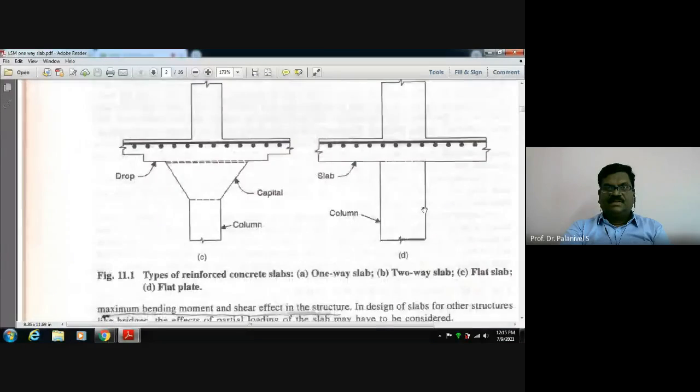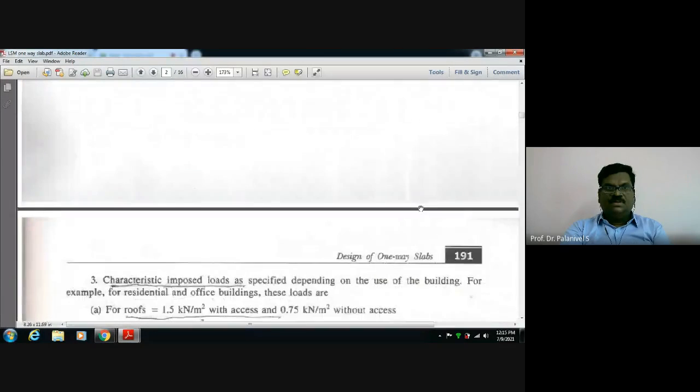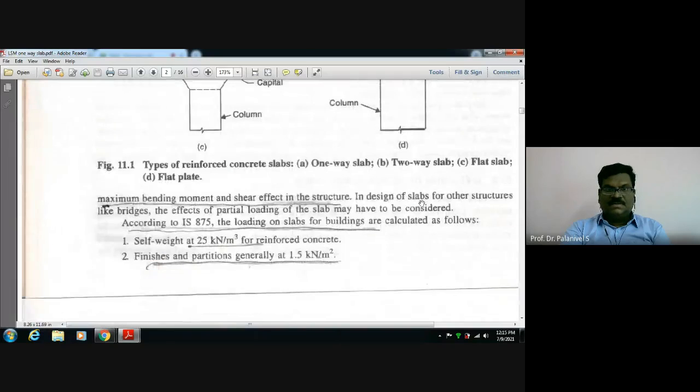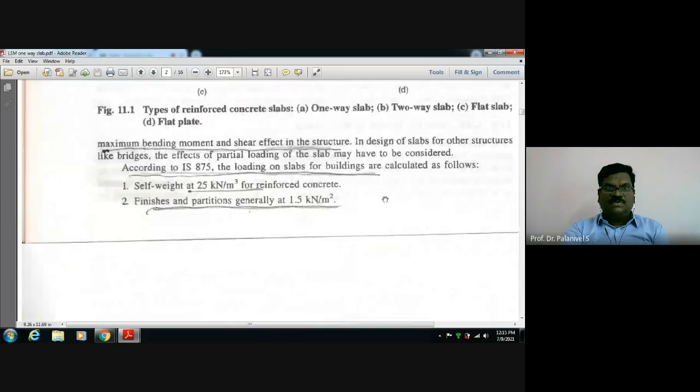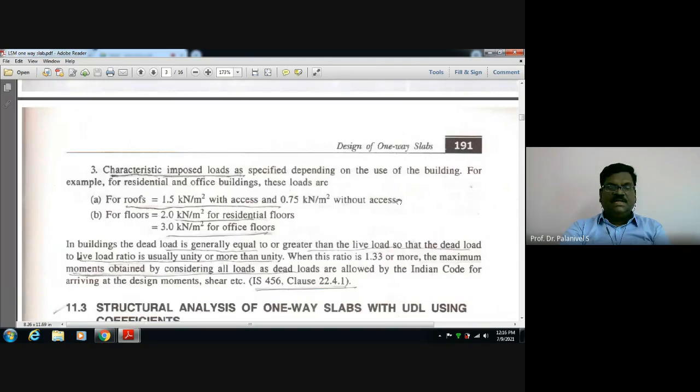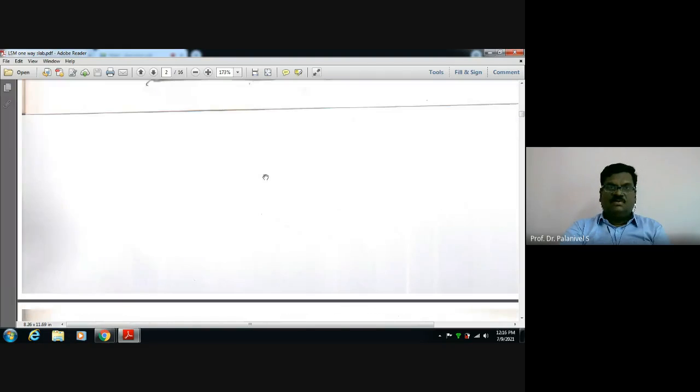Now I'm coming to our loads. According to IS 875, the unit weight of RCC, reinforced concrete, we take as 25 kilonewton per meter cube. Finishes and partitions are generally taken as 1 or 1.5 kilonewton per meter square. That is about dead load, how to compute dead load.